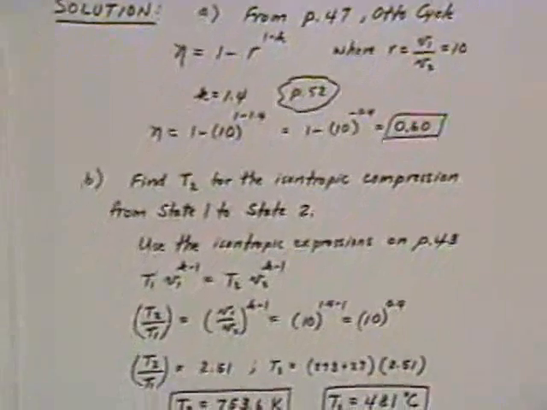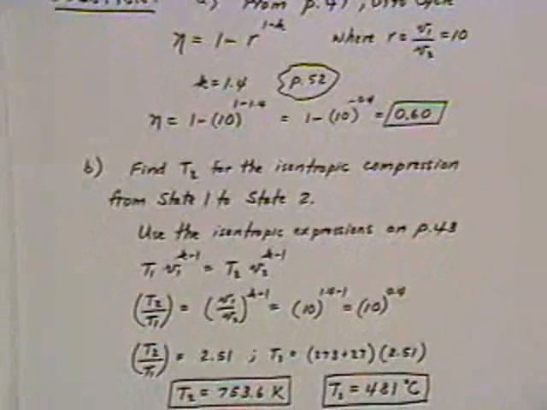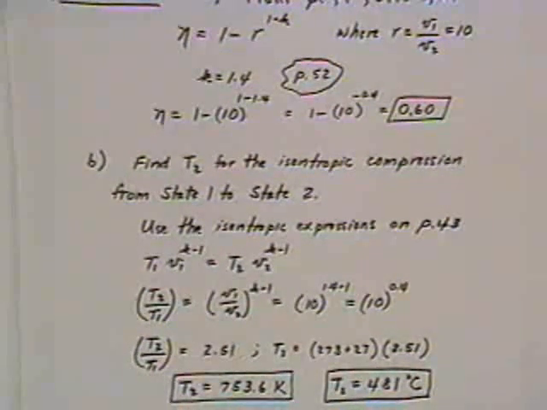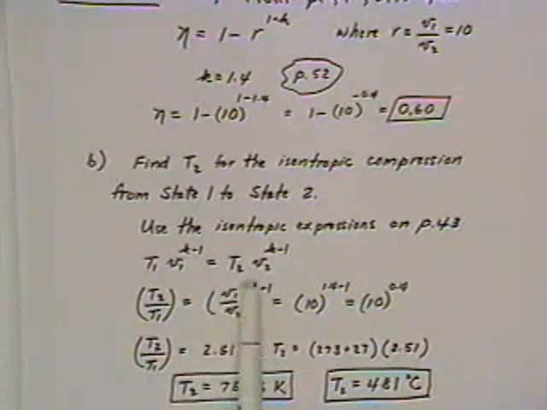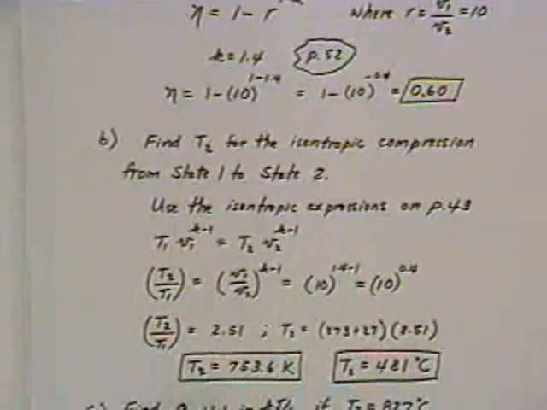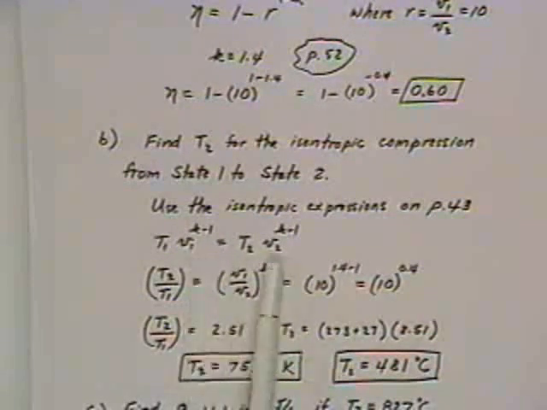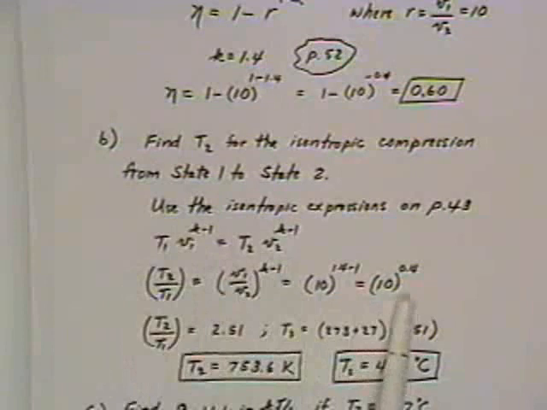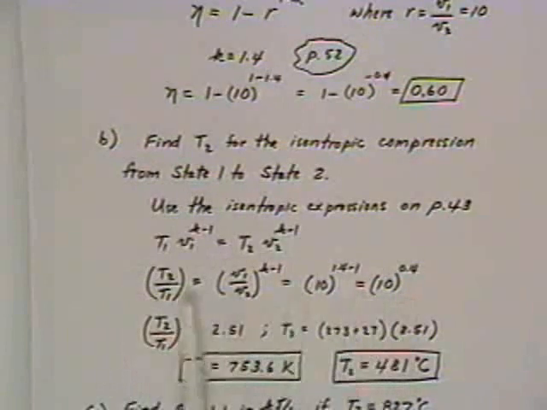Okay, B part. Find T2 for the isentropic compression from state 1 to state 2. We'll go back to the isentropic expressions that we had on page 43. It says T1 V1 to the K minus 1 power is equal to T2 V2 to the K minus 1 power. And so these become the most convenient to use because volumes are given, and we've given the volume ratio V1 to V2 is 10. And so of the various isentropic expressions relating temperature, pressure, and volume, this is the most convenient to use when analyzing the Otto cycle.